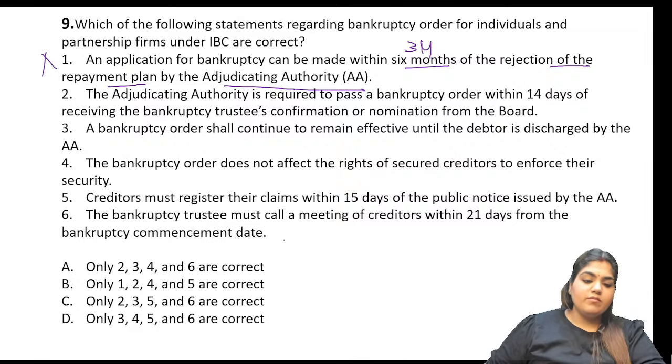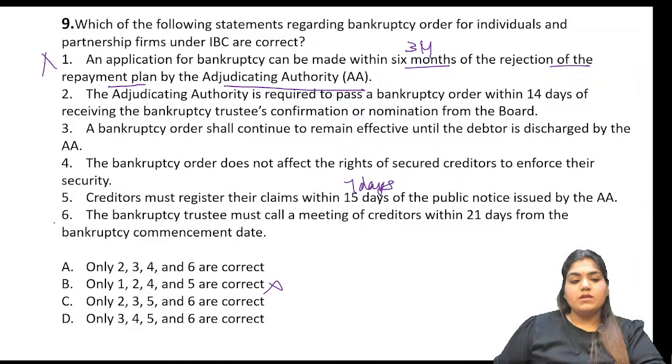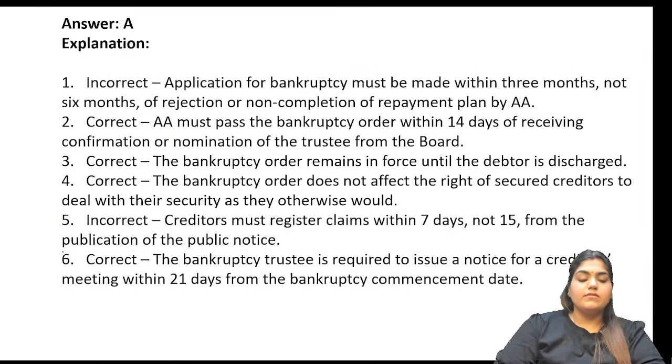1 is incorrect. The moment 1 gets incorrect, we eliminate B. Let's see 2. 2 is correct. 3 is correct. 4 is correct. 5 is incorrect. It is 7 days, not 15 days. 5 is also incorrect. The moment 5 gets incorrect, we eliminate the others and get A as the correct answer.